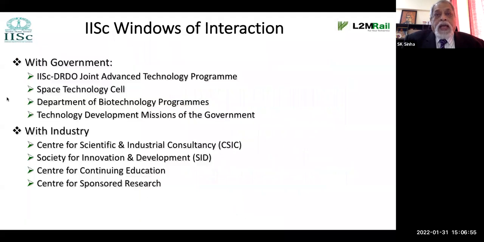But IISc has tried. It's not that IISc did not try it. There are a lot of windows which IISc operates for interaction with the industry. With government, there are several windows which are doing reasonably well, particularly the space technology cell, IISc and DRDO, and the JATP, Joint Advanced Technology Program. Then there is a biotechnology unit separately, and then the technology development mission. So these windows are there, and they are fairly, I would say, successful.